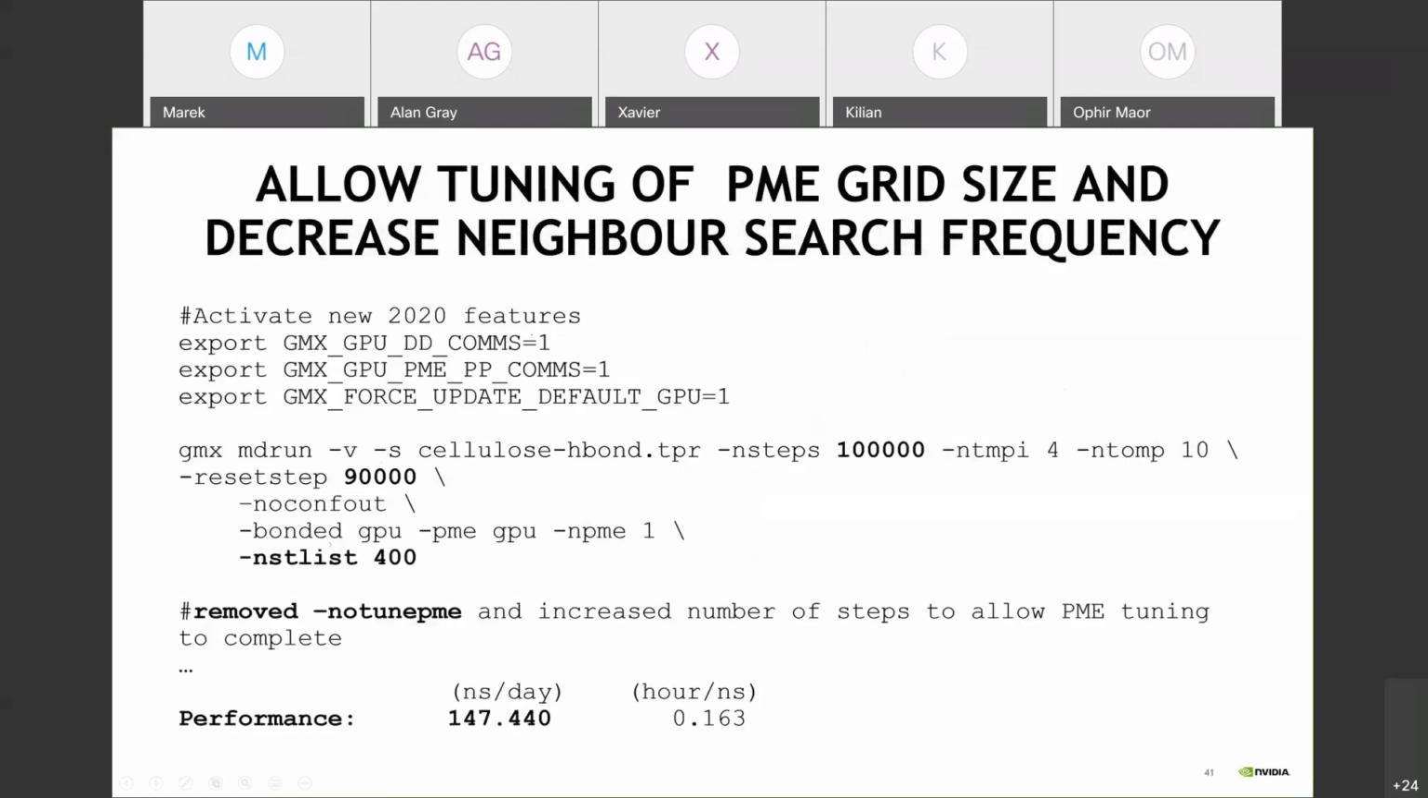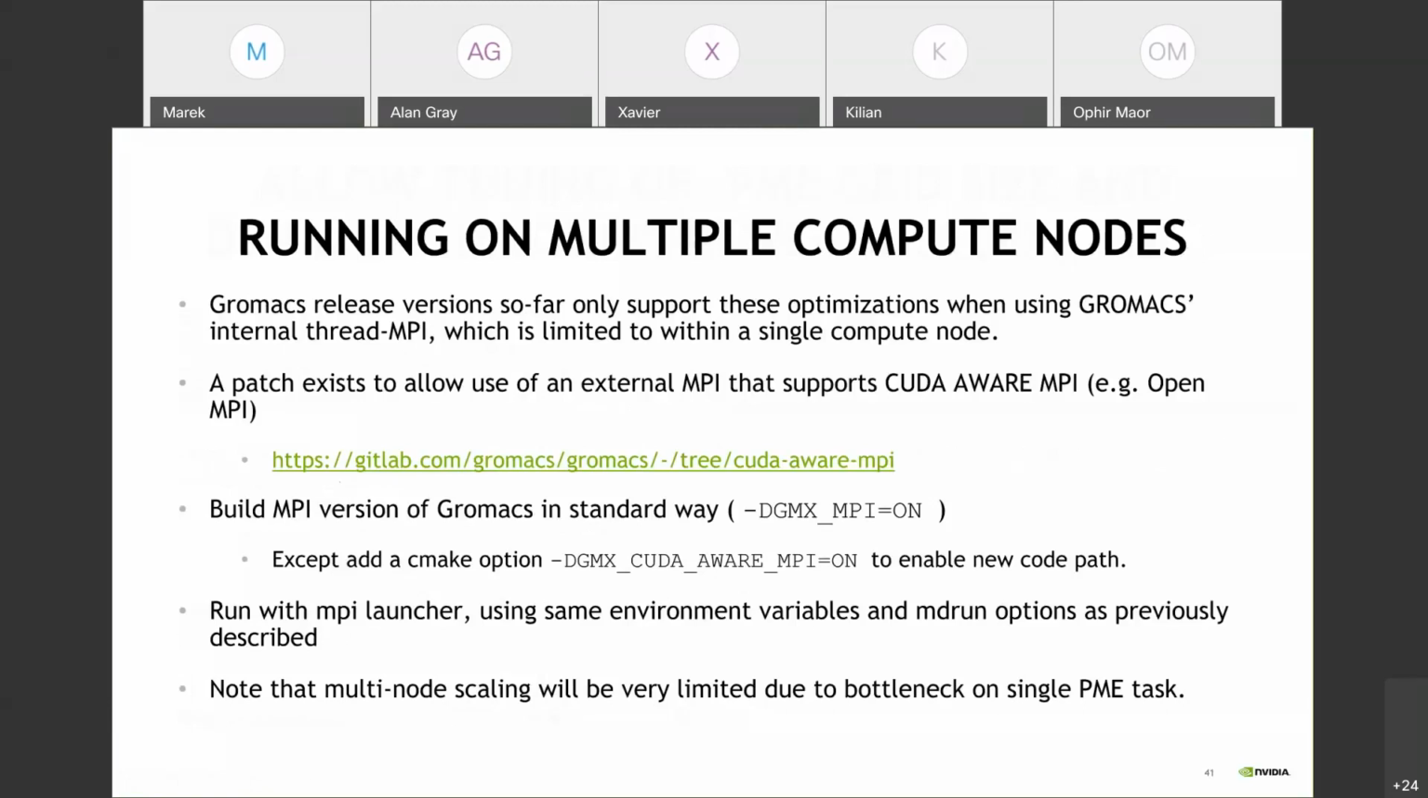I'm going to allow it to do some auto-tuning to get a good balance between PP and PME tasks. That's why I've removed the no-tune PME flag, and I'm allowing a larger number of time steps for it to get that auto-tuning done. This is very dependent on the case, depending on how well balanced the case is to start with. So this had an effect for some cases and not for others, but the case I'm showing here, the cellulose mid-size case, is getting a huge boost from doing that, up to 147 nanoseconds per day from this auto-tuning.